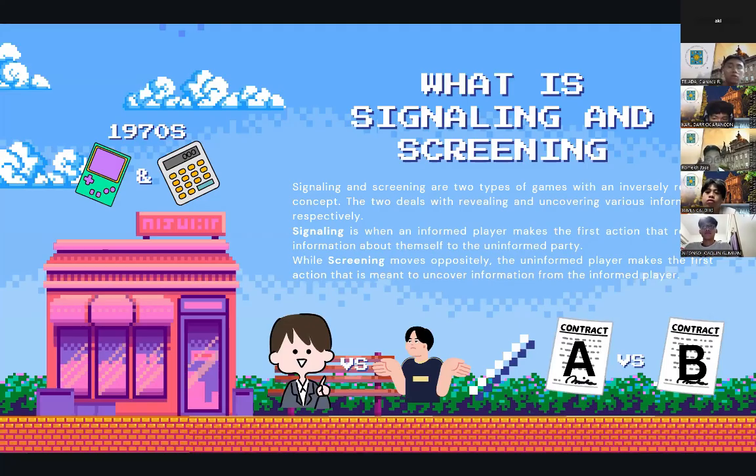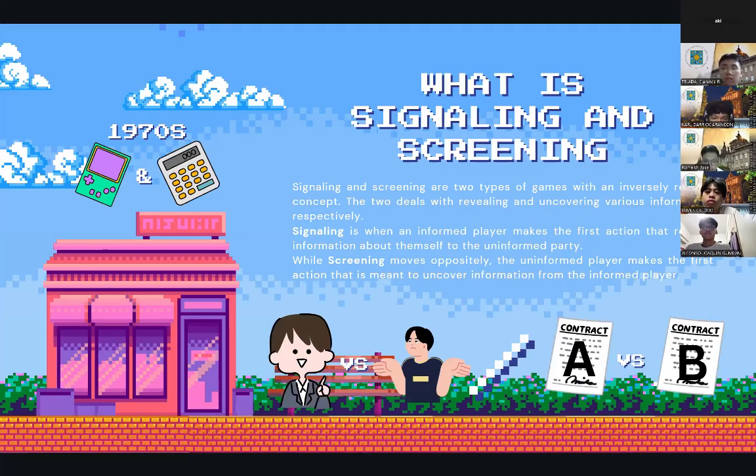Moving on to screening, screening presents different options to the informed player. Again, using the same example, choosing option A, which gives harder tasks for higher pay, means that the informed player is skilled enough to manage the given objectives or work, while the opposite goes for choosing option B, which gives easier tasks for lower pay, meaning that if they choose this, they find option A too stressful or unmanageable.